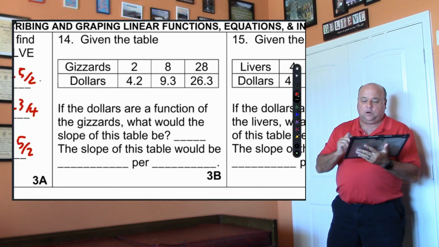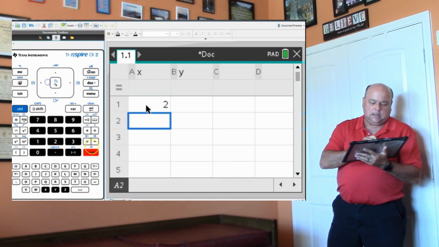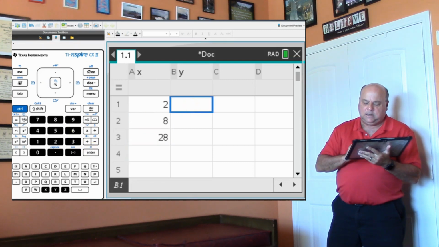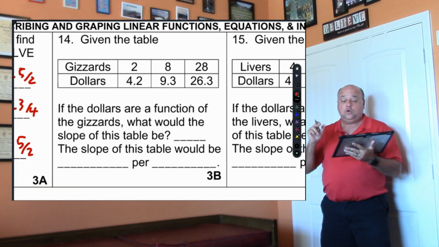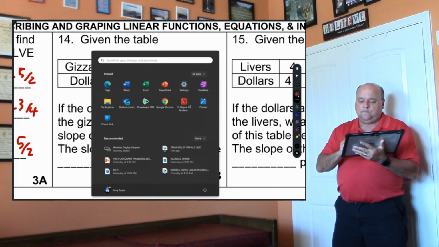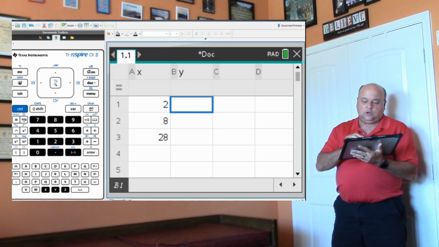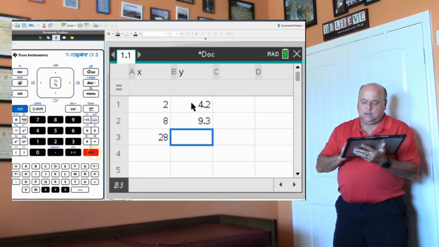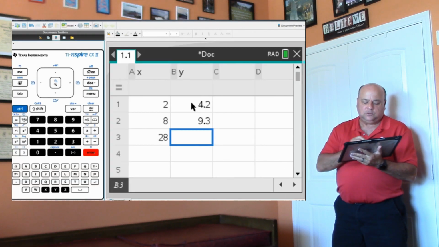Now then, we need our numbers. So our numbers are 2, 8, and 28. And then I'm going to put the next set in. Sorry about that. Wrong one. Which is 4.2, 9.3, and 26.3.